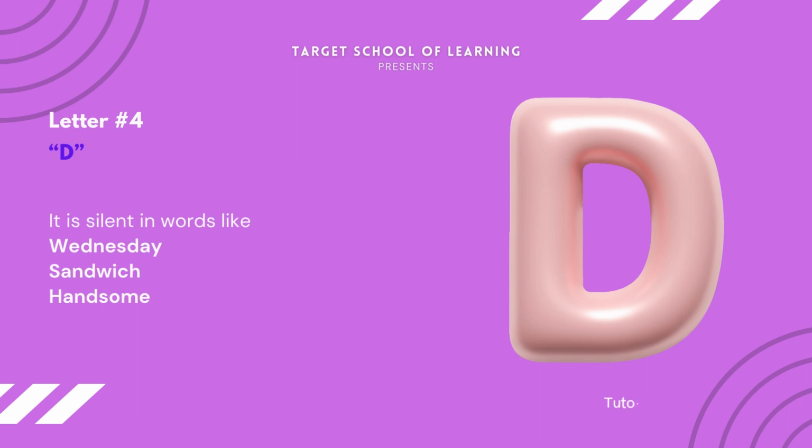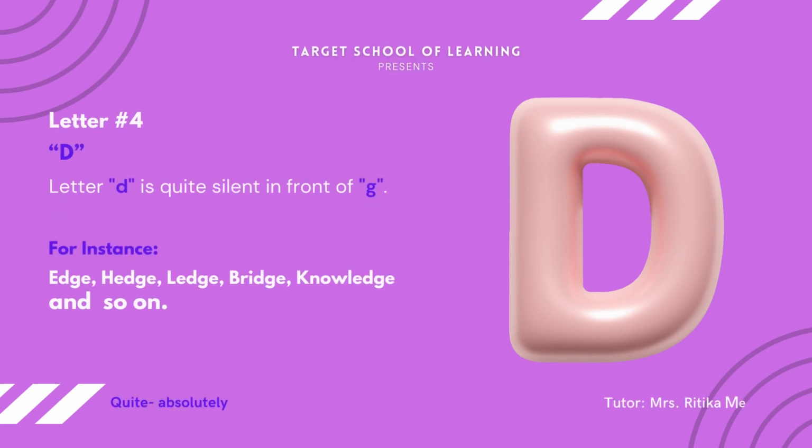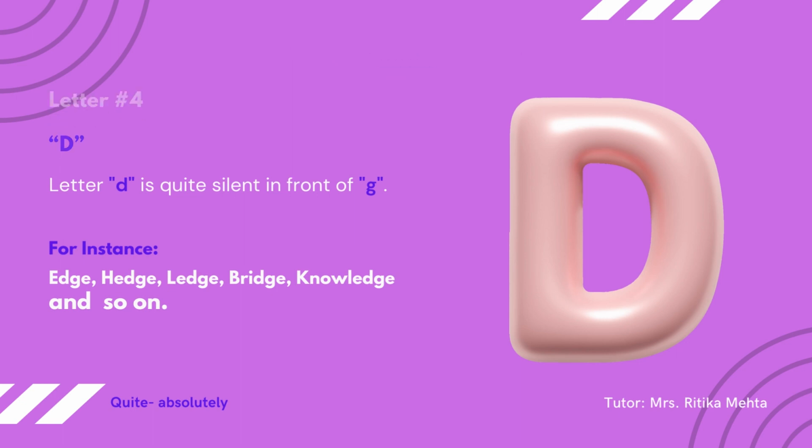Coming to letter D, it is silent in words like Wednesday, sandwich, handsome. D is quite silent in front of G. For instance, edge, hedge, ledge, bridge, knowledge, and so on.